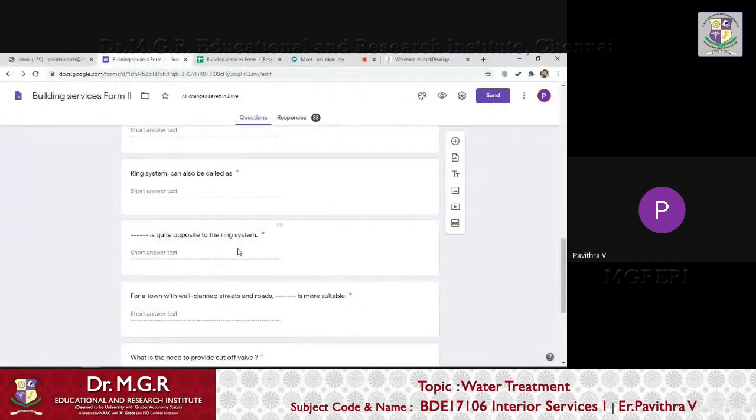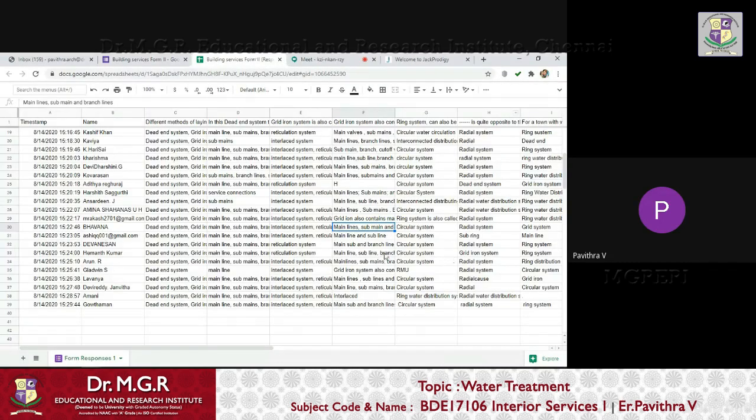Dash is quite opposite to the ring system, that is the radial system. Aim and Kumar have given the wrong answer, so that is the radial system. Ashik also has given the wrong answer, and all the others have submitted the right answer. Aditya also has given the wrong answer.